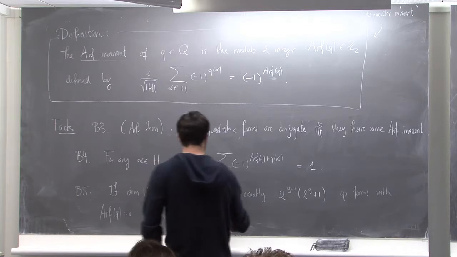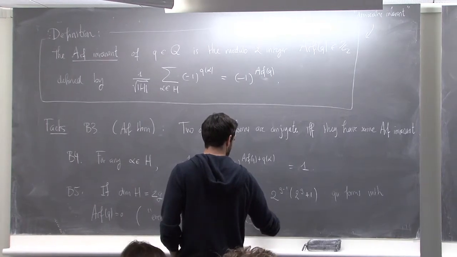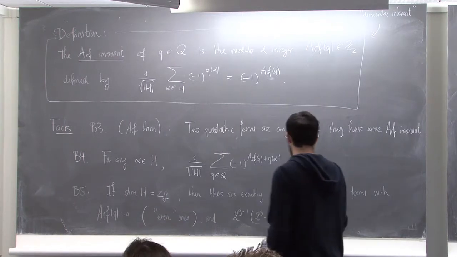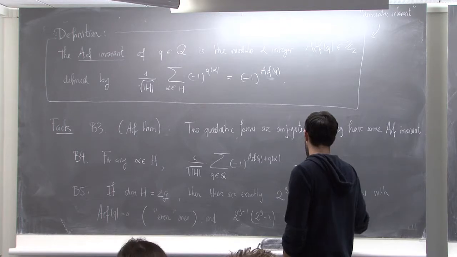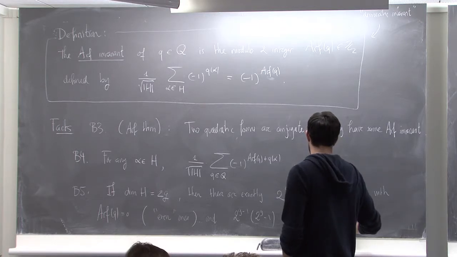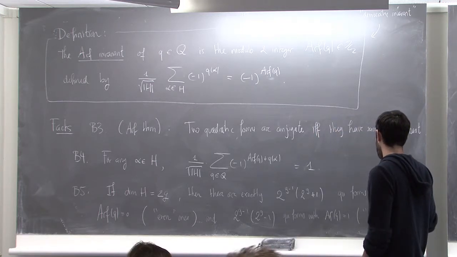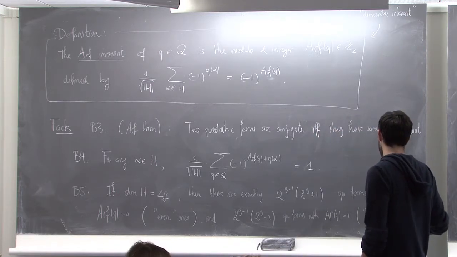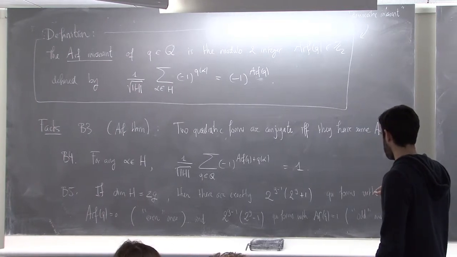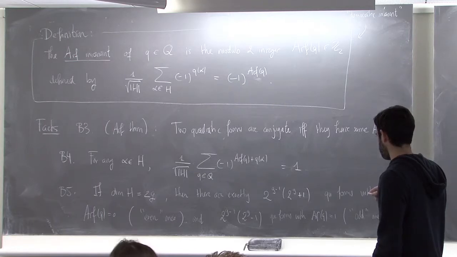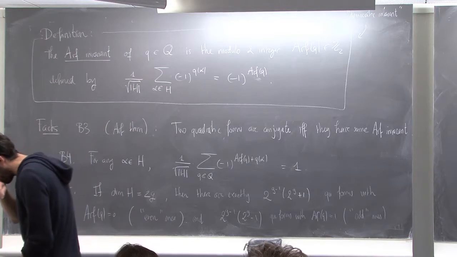And 2 to the power G minus 1, times 2 to the power G minus 1, quadratic forms with Arf invariant 1, and these ones are called odd quadratic forms. Let me just check. I think that's correct. Yeah.